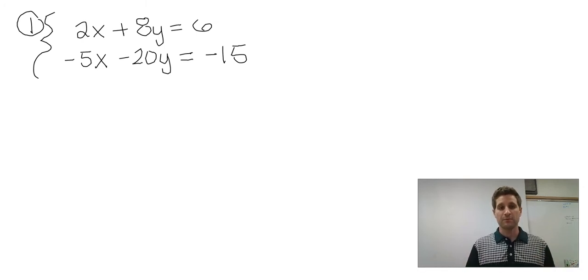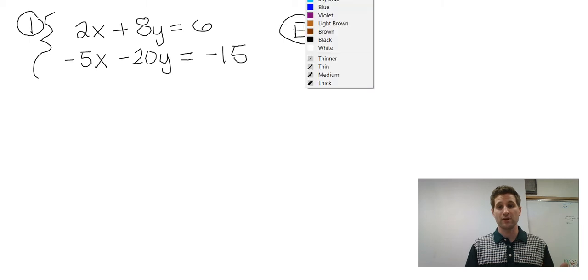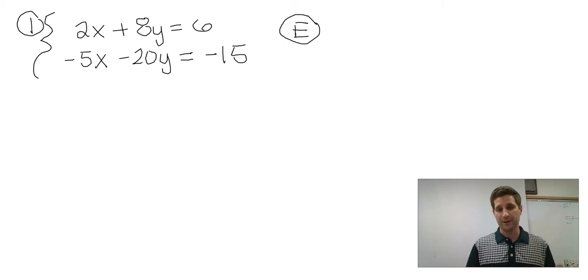Okay, I'm going to choose to do elimination in this method, so I'm just going to mark it with an E. I need to eliminate something. Right now I see a 2 and a 5. I can't eliminate those by addition or subtraction. I see an 8 and a 20, and I can't eliminate those either. So I'm going to have to get kind of creative here and think about what I can multiply.